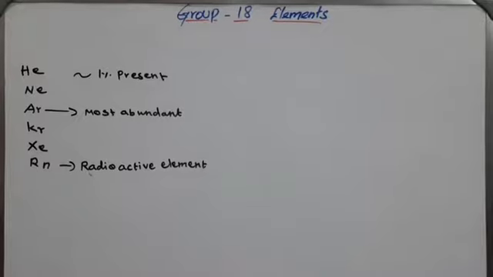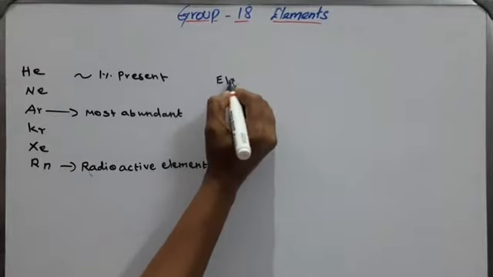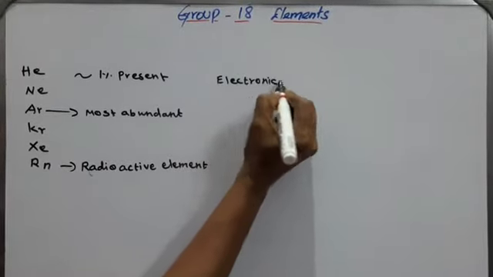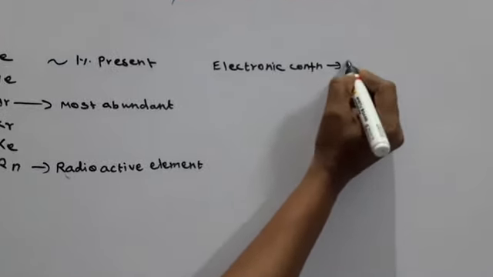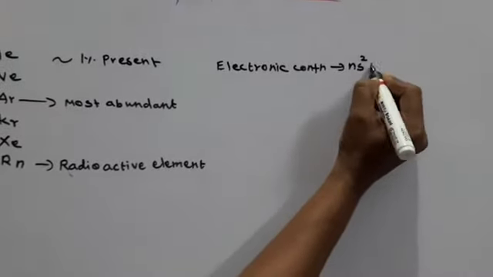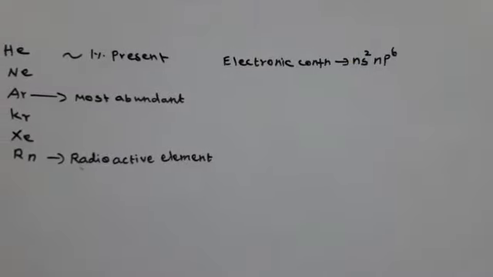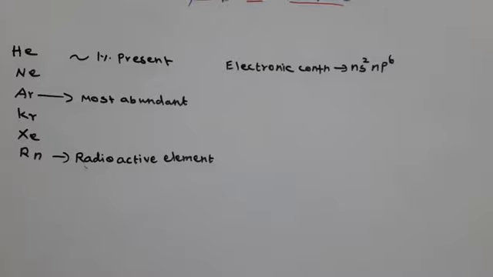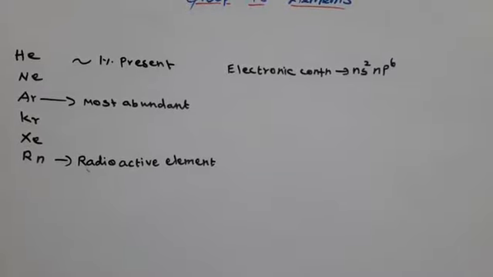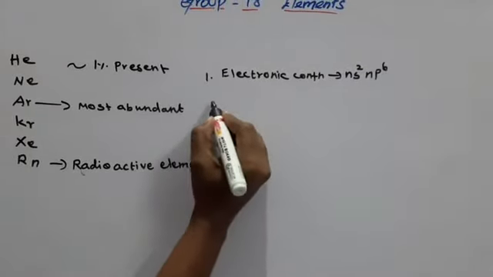And the general electronic configuration is ns2 np6. This is a completely filled orbital, because 6 plus 2 is 8, so it is completely filled and satisfies the octet rule.